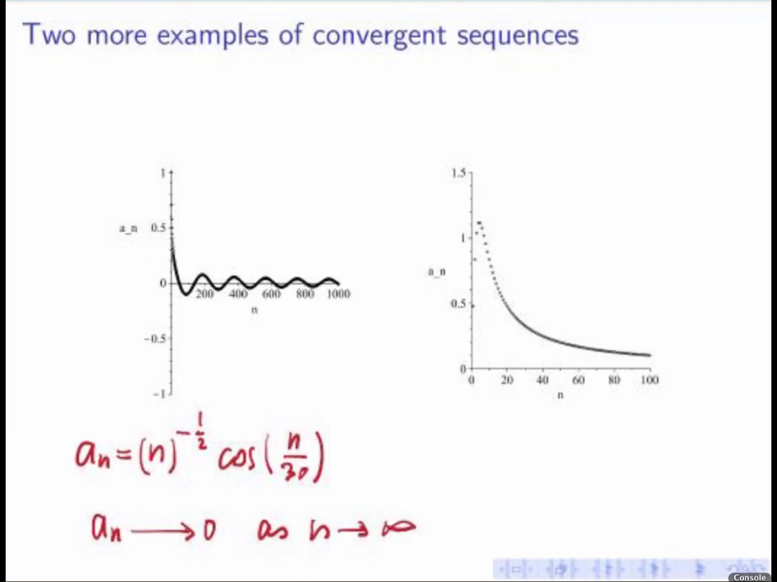Now this example is a little bit too complicated for the stage we are at now, so I cannot really prove that this goes to 0, but I show you anyways. For the other example which I have here, a_n is n divided by 2 plus 0.1 n squared. Here I can actually prove that a_n goes to 0 as n goes to infinity, and I do this in one of the next slides.